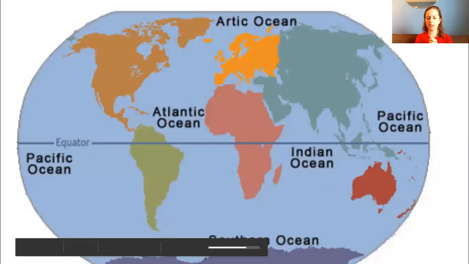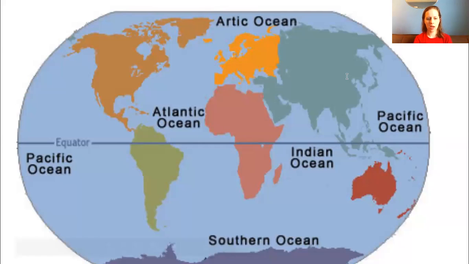Okay, so weather and oceans are really interconnected. They are very related to one another. The oceans affect weather, and weather affects the oceans. So they are in a cycle together. In fact, they are a huge part of the water cycle. There are 6 main oceans in the world.